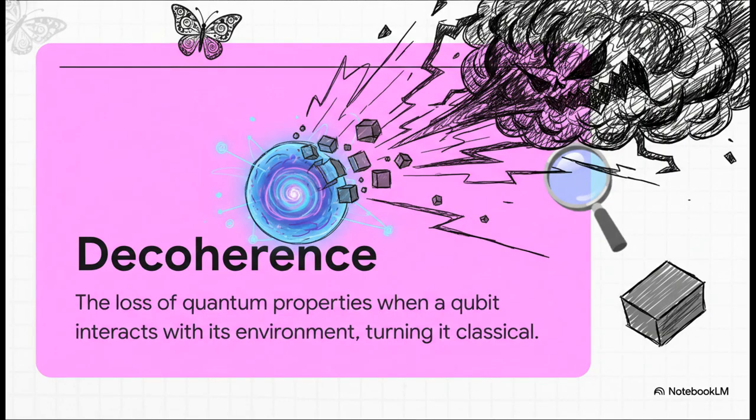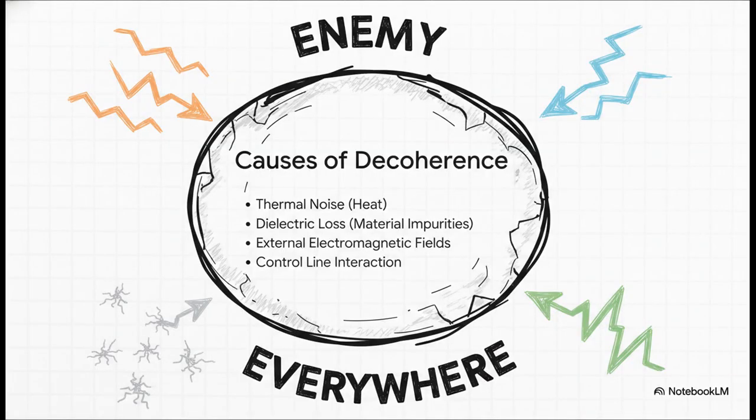But, and this is a huge but, all of that quantum magic depends on keeping those states perfectly isolated and fragile. And here's the villain of our story: decoherence. The second a qubit even brushes up against the outside world, poof, all of its quantum properties vanish. It just collapses into a boring old classical bit, and your entire calculation is ruined.